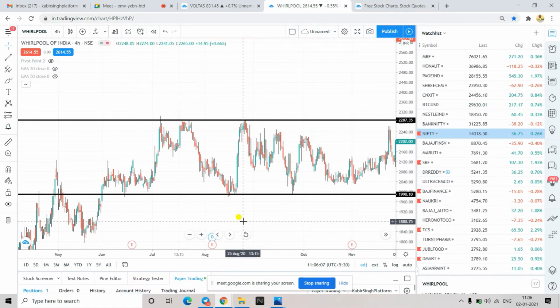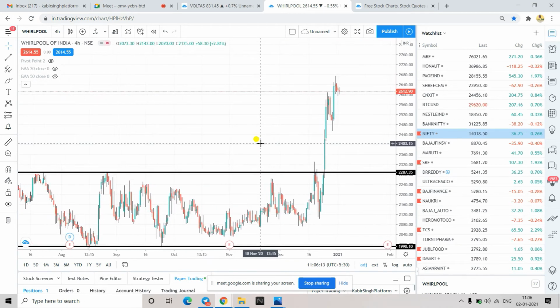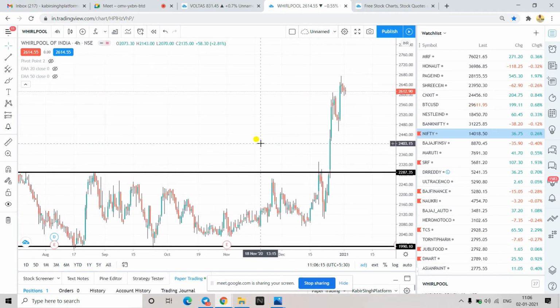After breakout, for any stock, what is the tendency? Will it go on up or come down after breakout, after 2, 3, 4 days like that? See, generally, after some good movement, profit booking will come.